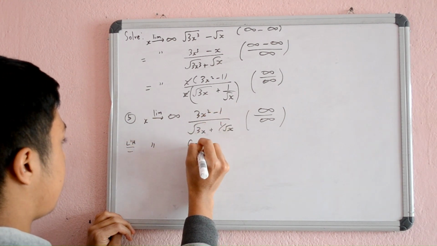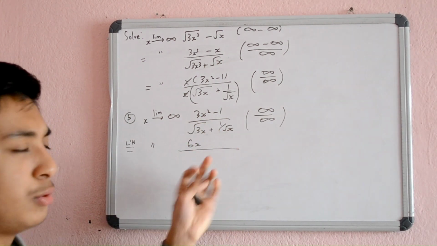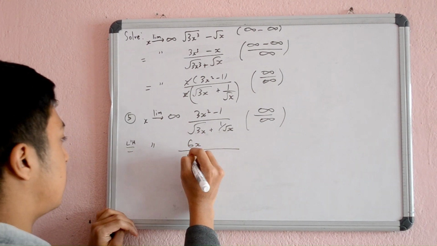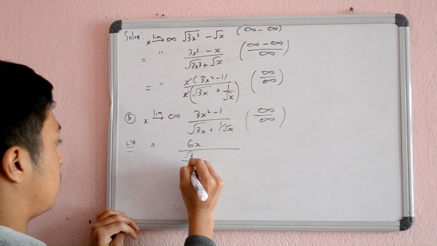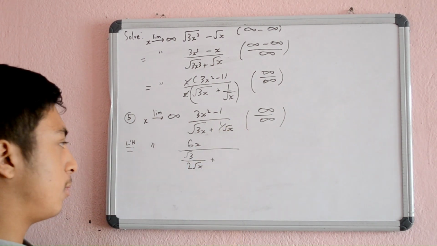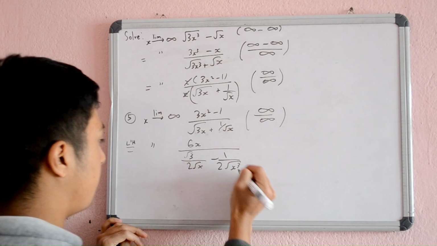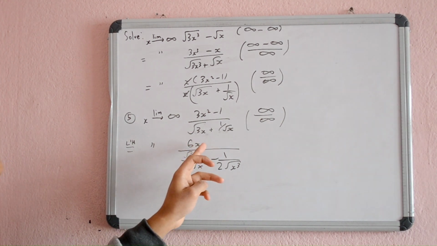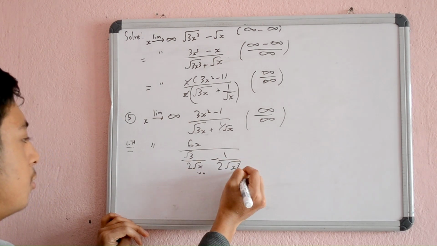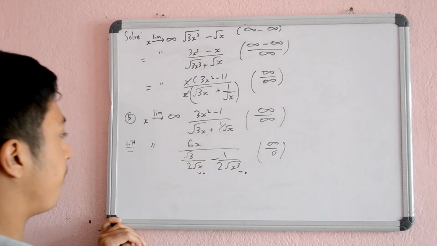3x squared, this is 6x by root 3x, which is just root 3 into root x, and as we did earlier, the derivative of root x is 1 by 2 root x, plus, we did that earlier as well, minus 1 by 2 root x cube. Now this is infinity by 0, this is also 0, infinity by 0, a wild case again.